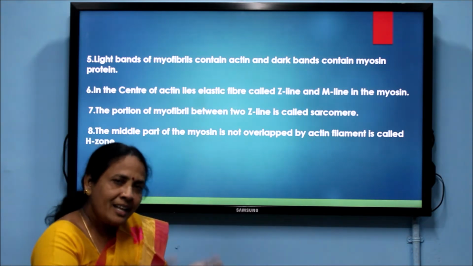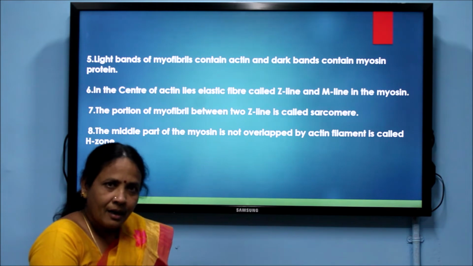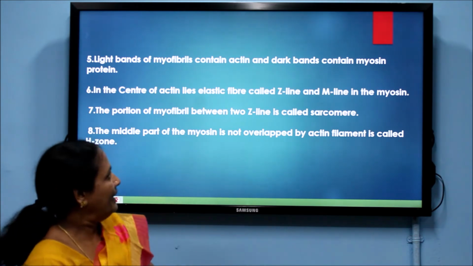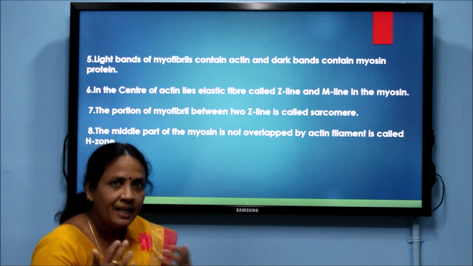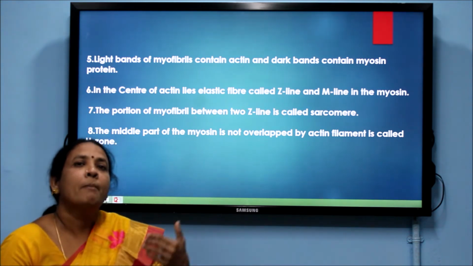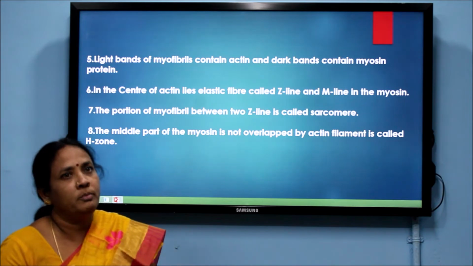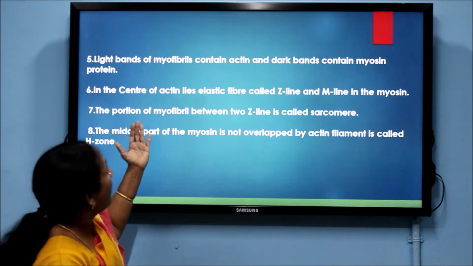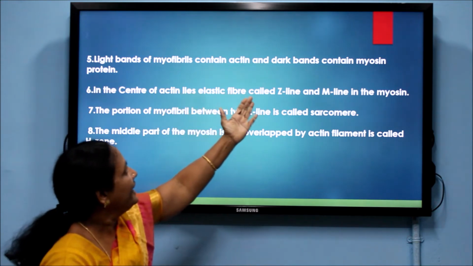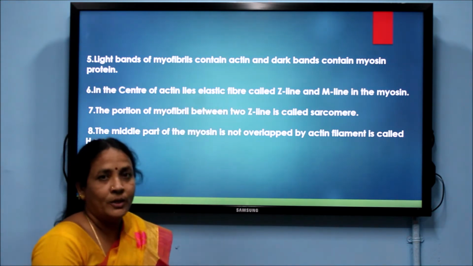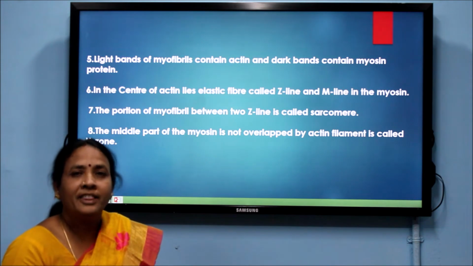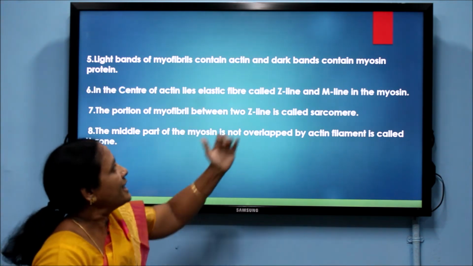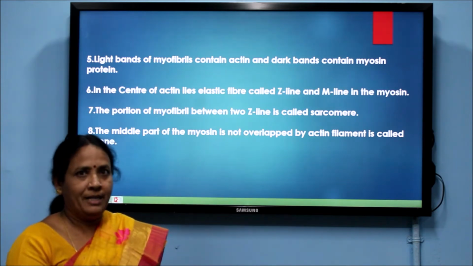And once again, the muscle fiber has thin filaments and thick filaments, which are said to be myofibrils, otherwise called filaments. These filaments are actin and myosin. There are two filaments, and they are nothing but proteins. One is the actin filament, the next one is the myosin filament.